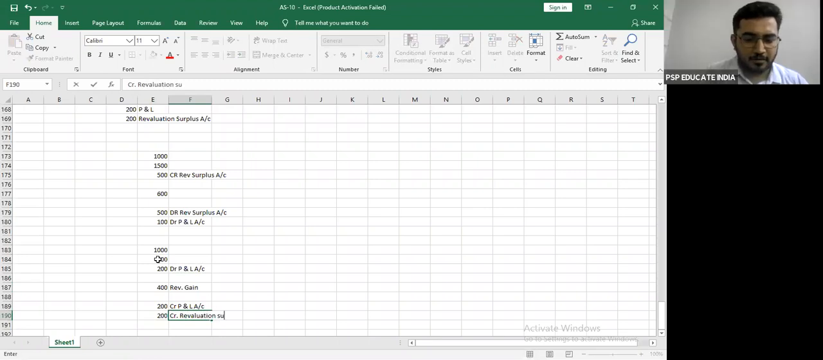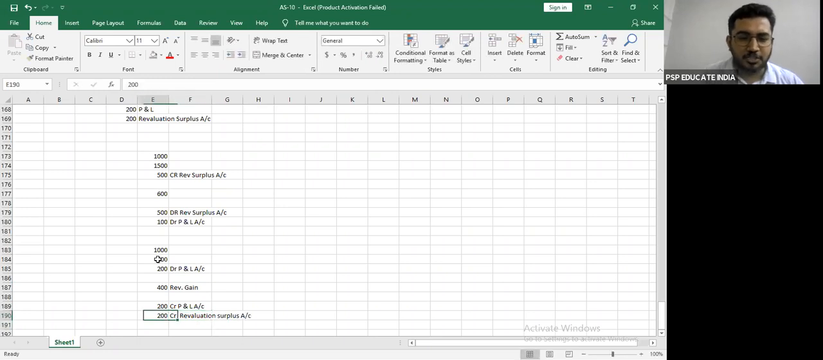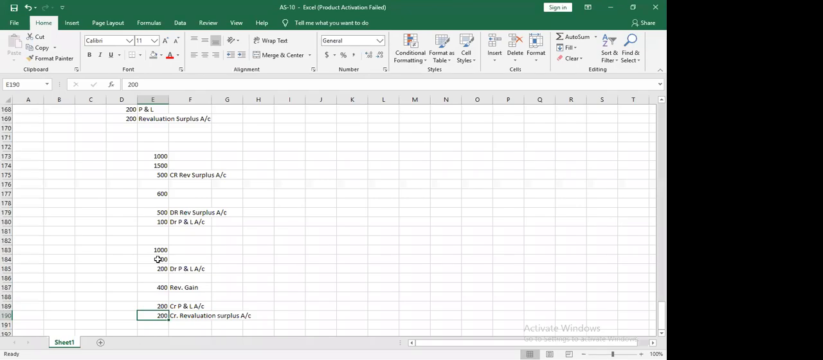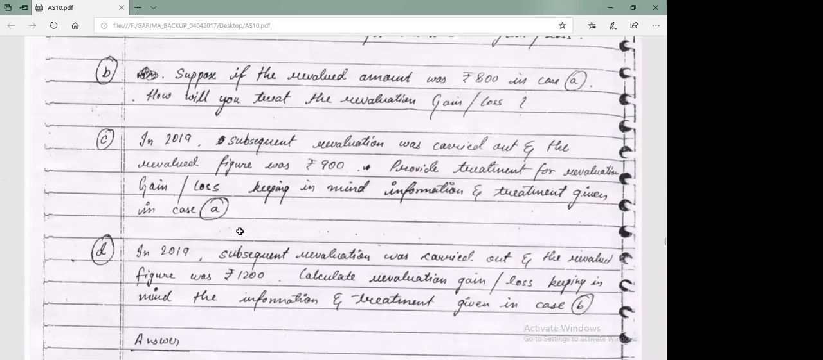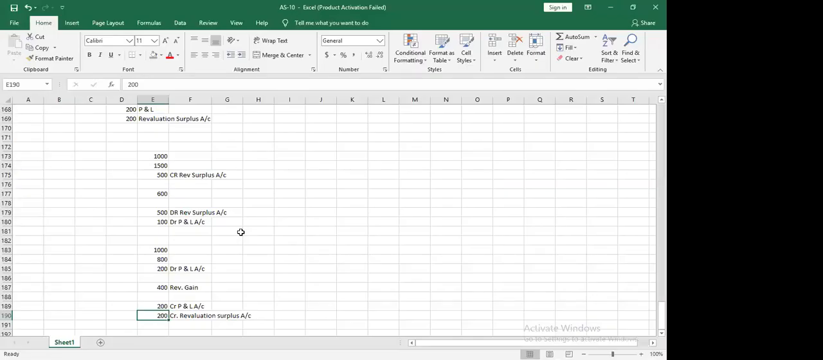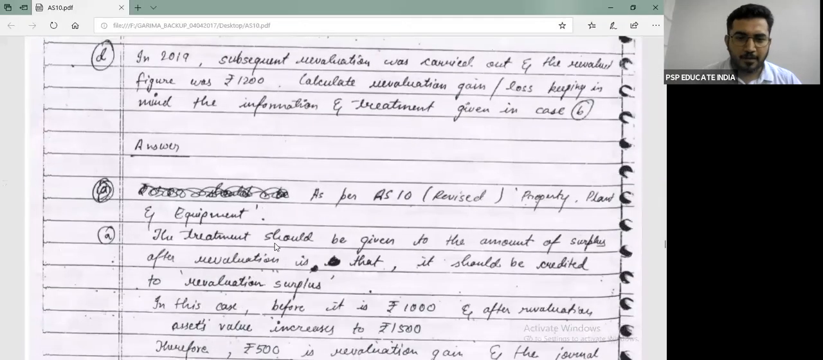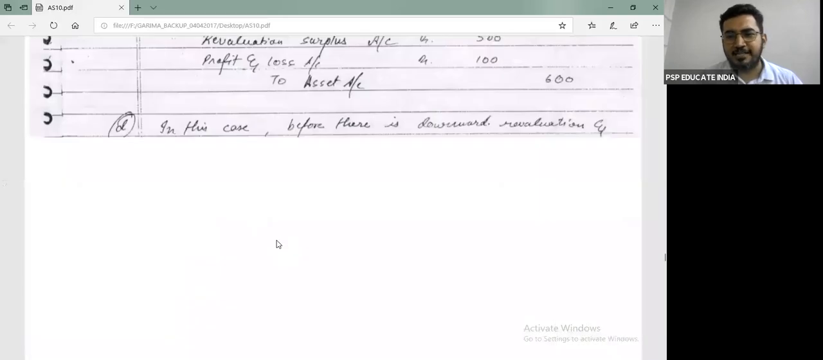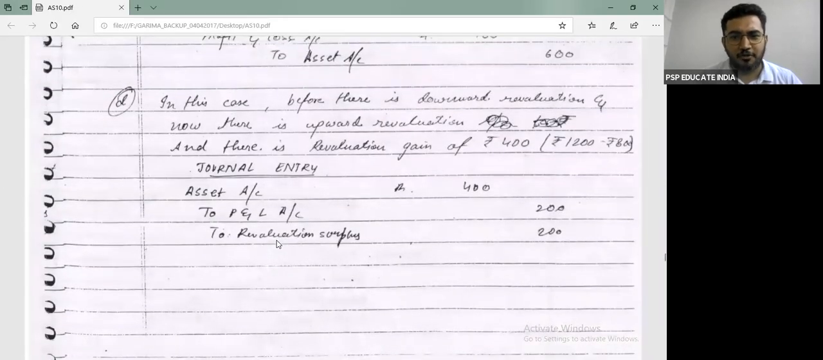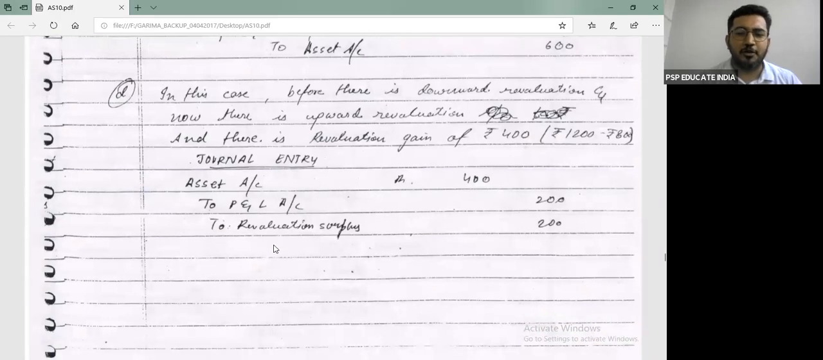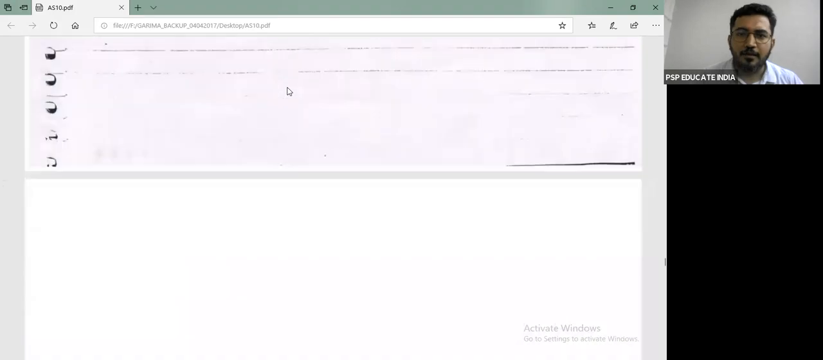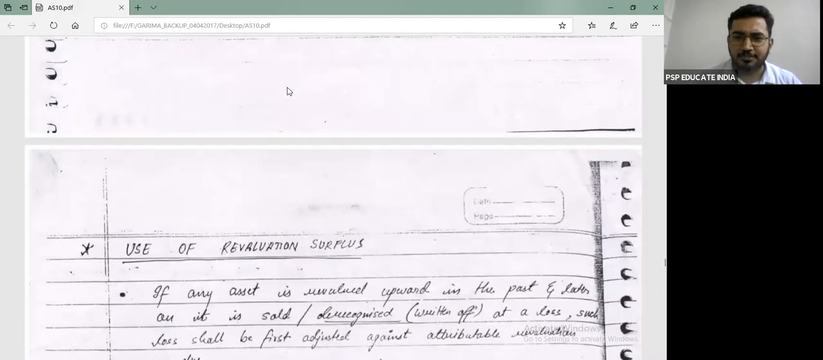Can you tell me what will be the journal entry? Asset account debit 400, to profit and loss account 200, and to revaluation surplus account 200. Yes. Absolutely right. Look at the solution. In this case, there was downward revaluation and now there is upward revaluation, a revaluation gain of 400. So the journal entry will be asset account debit 400 to profit and loss account and to revaluation surplus account. Right. Absolutely correct. Thank you, Shrushti.